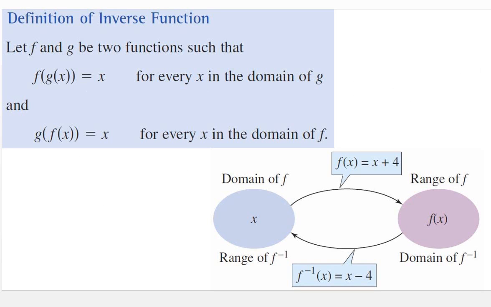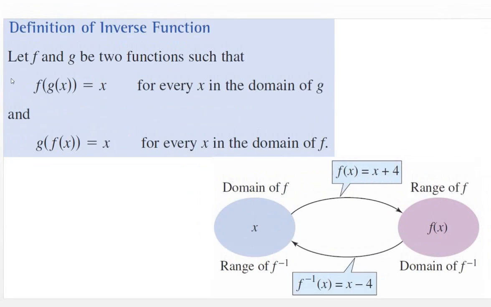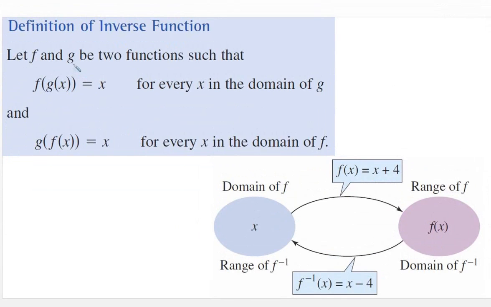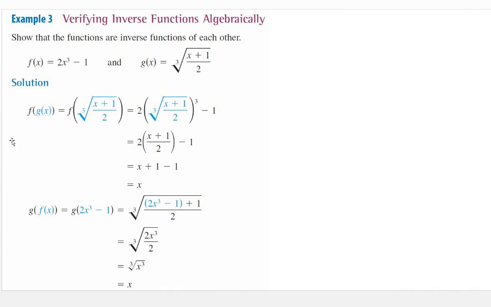So let's say we have two functions, the f function and the g function. How do we know if they are inverses of each other? Well, if you take f composed with g of x and you get x, and if you take g composed with f of x and you get x, then you know that the two functions are inverses of each other. Let's take a look at an example of this.